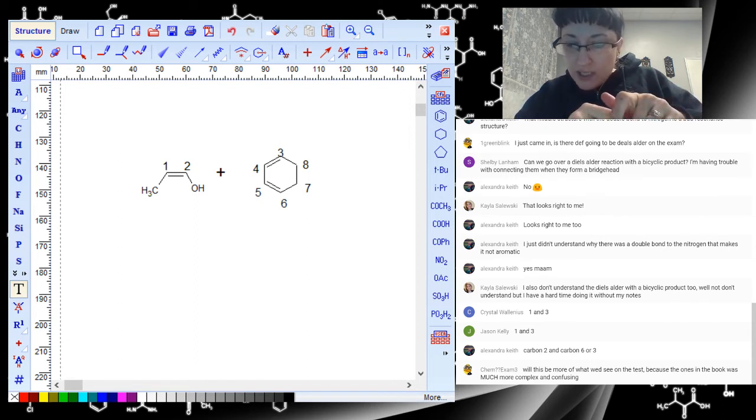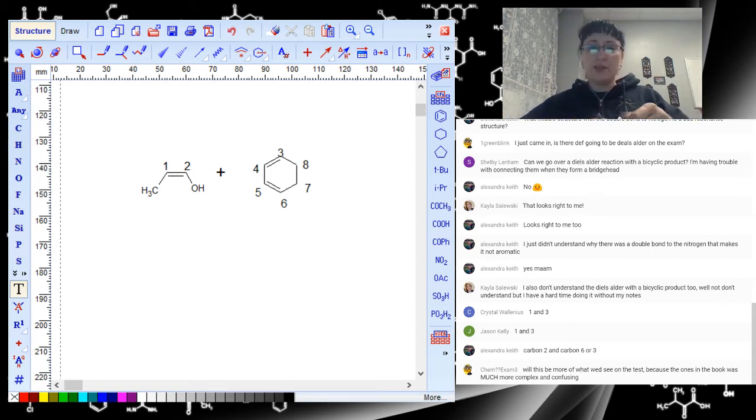Will this be more of what we see on the test because the ones in the book were much, much more complex? I mean, it's kind of the same thing as the ones in the book, I thought.